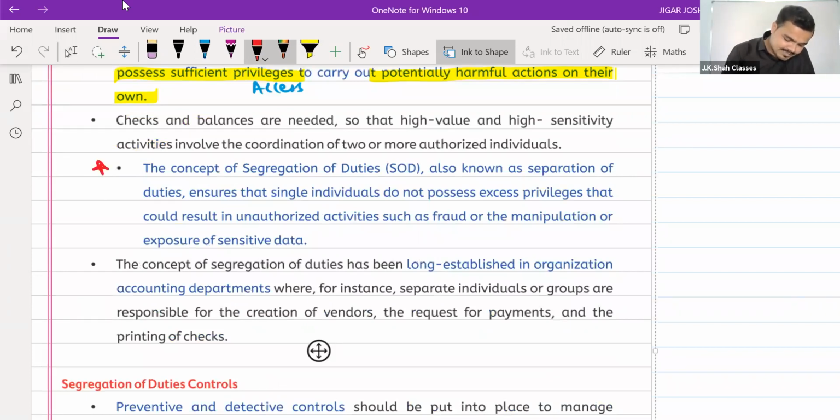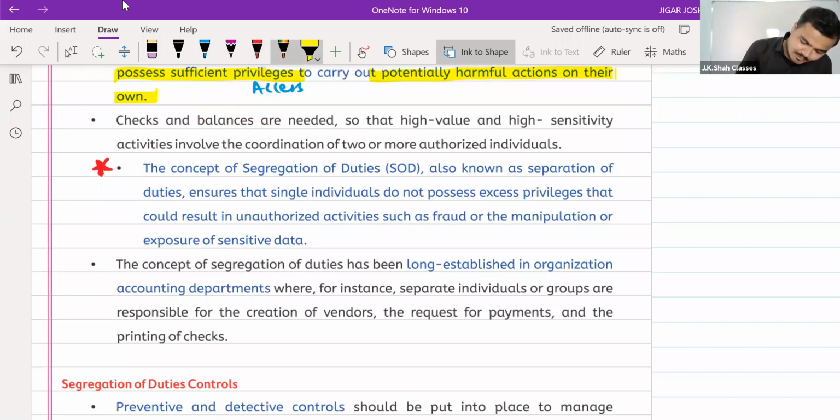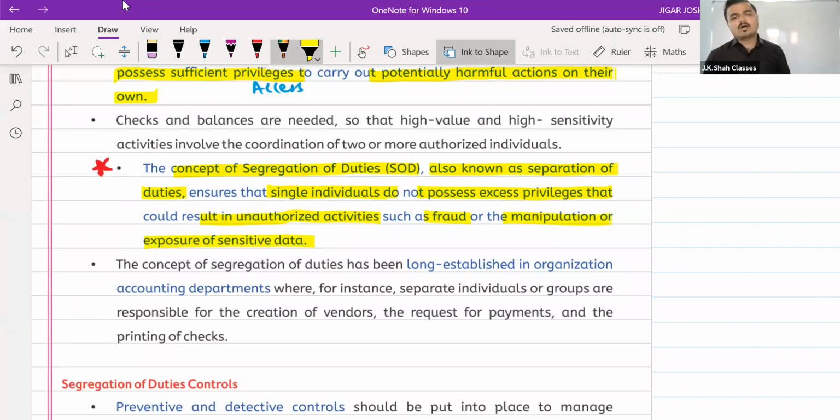Second, now it is a very important definition, and I want you to please rewrite this today itself once our lecture ends. Okay? Yes, sir. We'll write it down. See this. The concept of segregation of duties, SOD, is also known as separation of duties, which ensures that a single individual does not possess excess privileges. One person should not be given more data, more knowledge, or more access, that could result in unauthorized activities such as fraud or even manipulation or exposure of sensitive data.